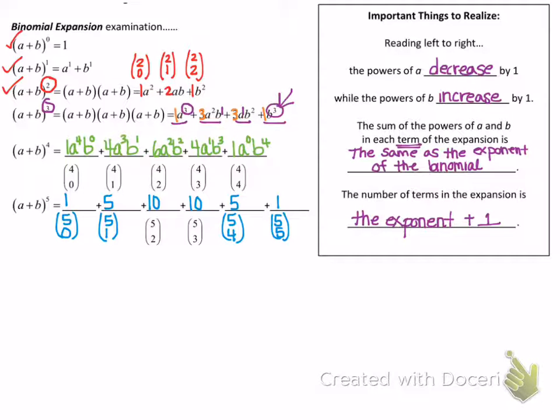So just like we said that the number of terms is the exponent plus 1, so is the row in Pascal's triangle. So if we're taking it to the 5th power, we're going to look at row 6. So then A's go down while B goes up. A to the 5th, A to the 4th, A to the 3rd, A to the 2nd, A to the 1st, and then I'm not going to write it this time, A to the 0. Then our first term is B to the 0, I'm not going to write it. Then we have B to the 1, B to the 2, B to the 3rd, B to the 4th, and then B to the 5th power, and that is our binomial expanded to the 5th power.